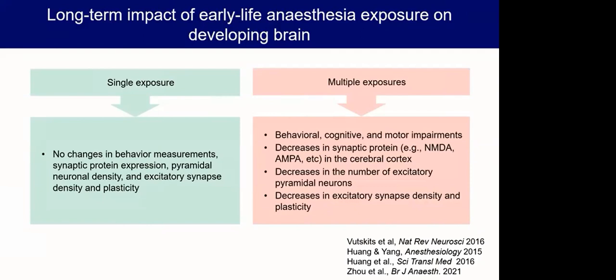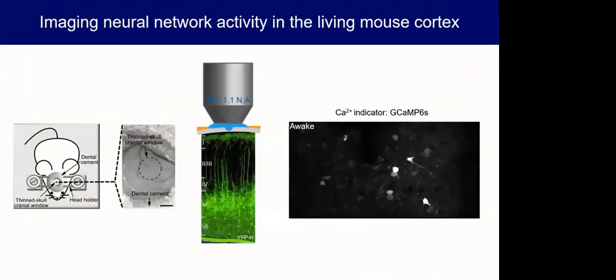These functional deficits are associated with decreases in synaptic protein expression, decreases in excitatory neuron density, as well as decreases in synaptic density and plasticity in the cerebral cortex. By contrast, a single exposure has no such effects. To further understand the functional deficits of neuronal circuits after early life anesthesia exposure, we use the in vivo 2-photon imaging technique in combination with transgenic mice expressing genetically encoded calcium indicator to assess neuronal calcium activity in the cortex of awake behaving mice at 4 months after neonatal anesthesia exposure.